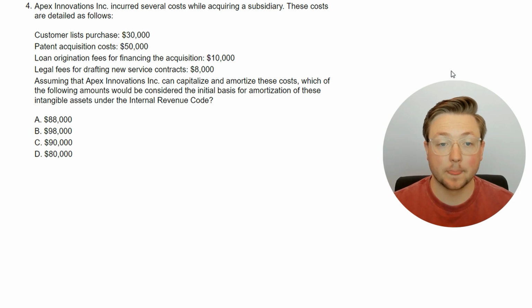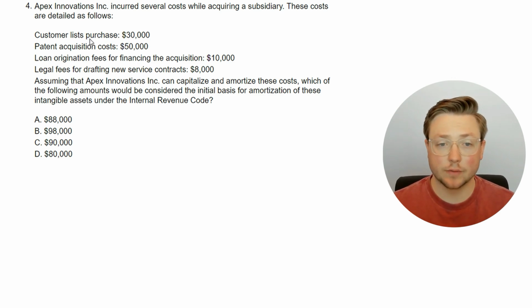All right, here's the next question. Apex Innovations Inc. incurred several costs while acquiring a subsidiary. These costs are detailed as follows: customer list purchases for $30,000, patent acquisition costs for $50,000, loan origination fees for financing the acquisition for $10,000, and legal fees for drafting new service contracts for $8,000. Assuming that Apex Innovations Inc. can capitalize and amortize these costs, which of the following amounts would be considered the initial basis for amortization of these intangible assets under the Internal Revenue Code?